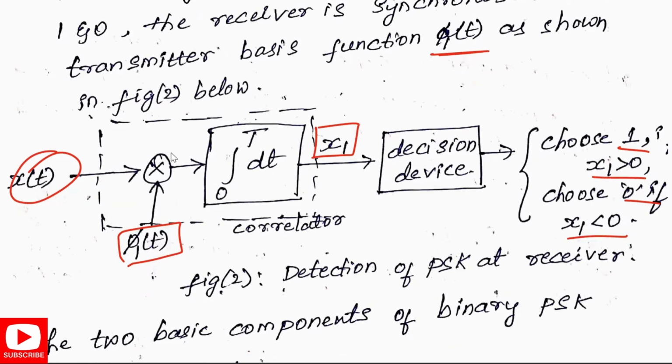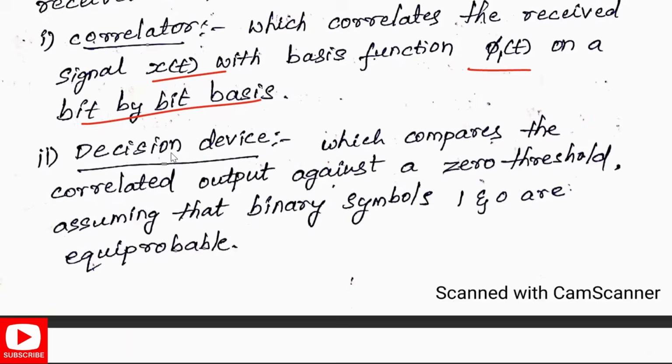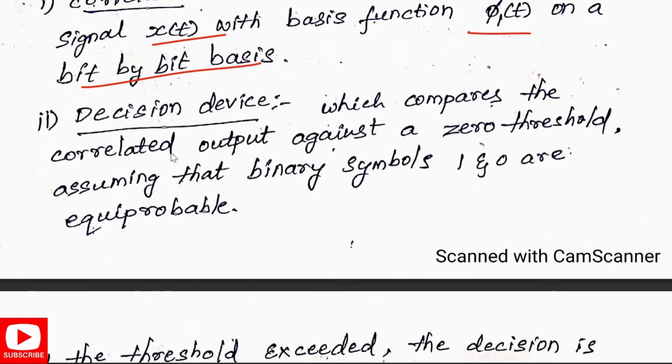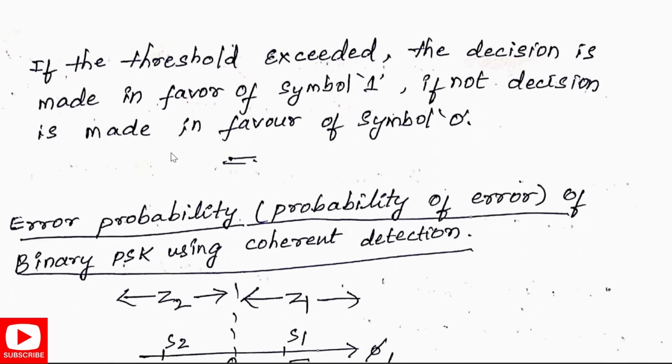Let's observe this part here. The whole part of this is known as a correlator. The correlator correlates the received X of t signal with the basis function phi 1 of t on a bit by bit basis. The decision device compares the correlated output against the 0 threshold, assuming that the binary symbols 1 and 0 are equiprobable. As I said, if it is exceeded, the decision is in favor of symbol 1, and if not, it is in favor of symbol 0.